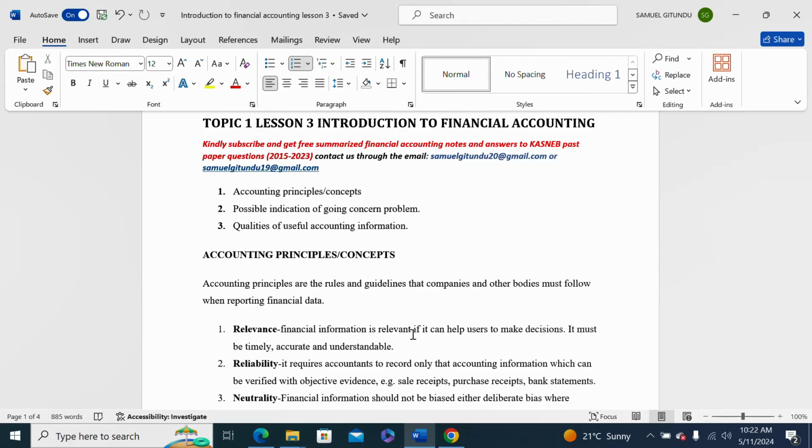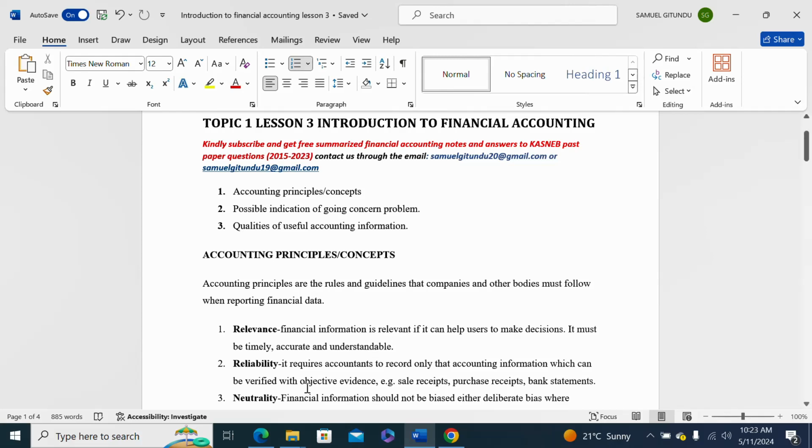And for financial information to be relevant, that information must be prepared on time, that information must be accurate, and that information must be understandable. If an investor wants to invest in a company, he will require current information. He will require information which has already been prepared so that it can help him. He will require that information to be accurate. Inaccurate information is irrelevant, and he will require to understand that information to help him or her to make informed financial decisions, such as whether to invest in your company or not to invest.